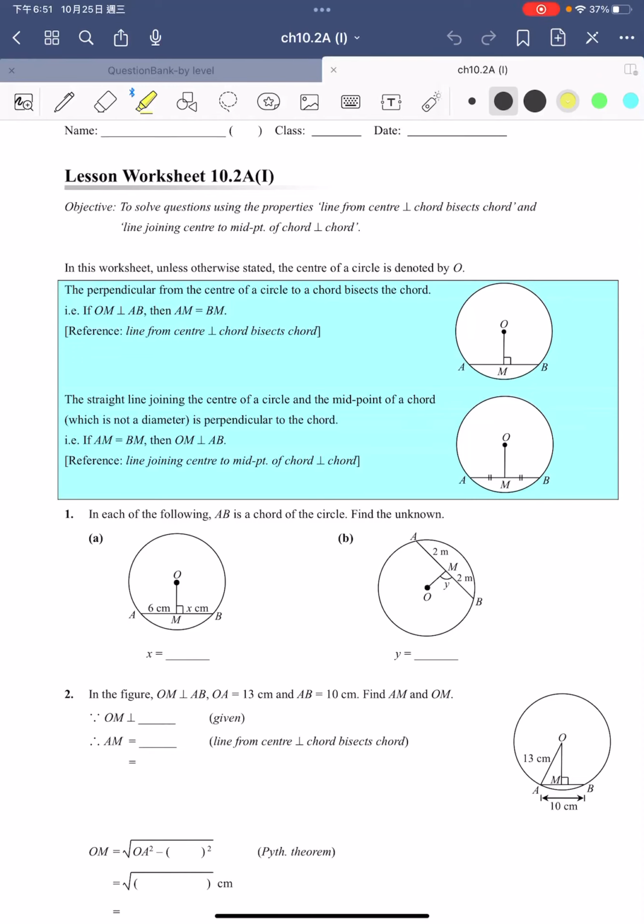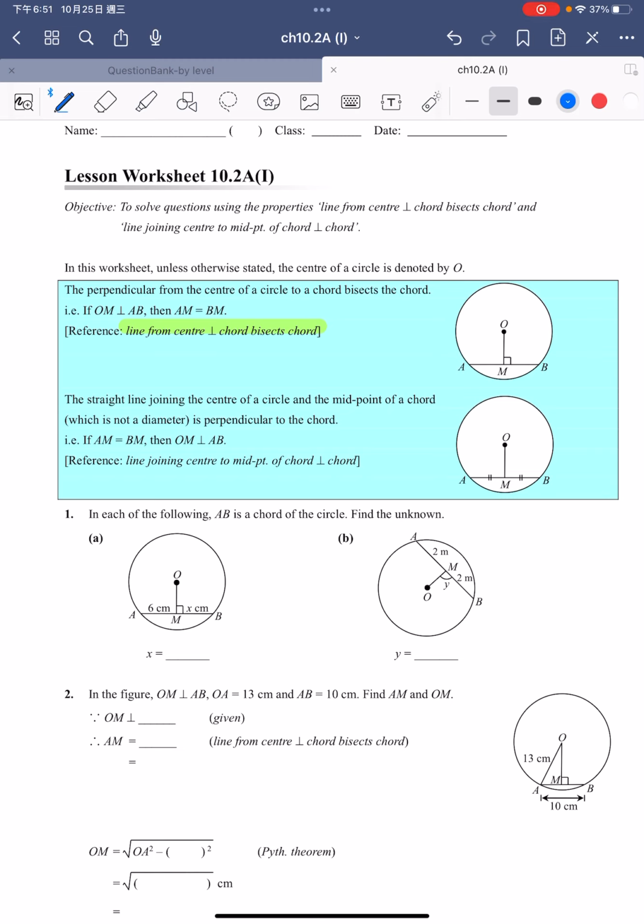Hello guys, in this video we're going to talk about worksheet 10.2a level 1. You're learning two new theorems about circles. The first one is: a line from the center, perpendicular to a chord, bisects the chord. So it's quite long, but you can remember it this way.